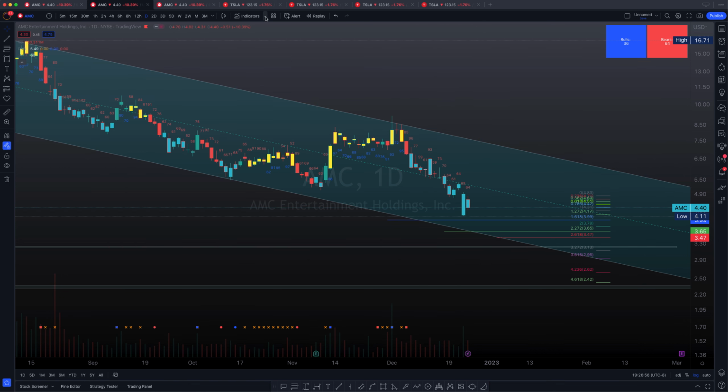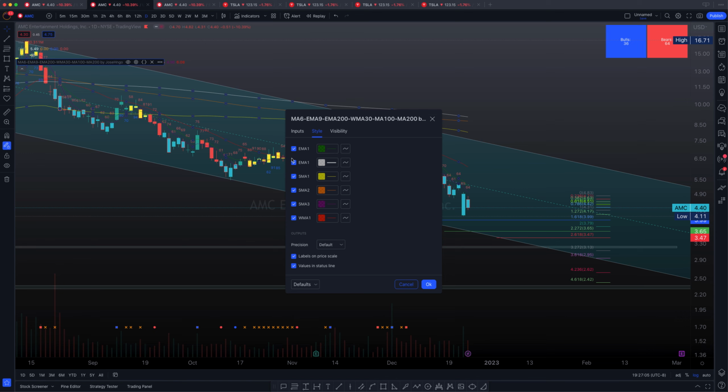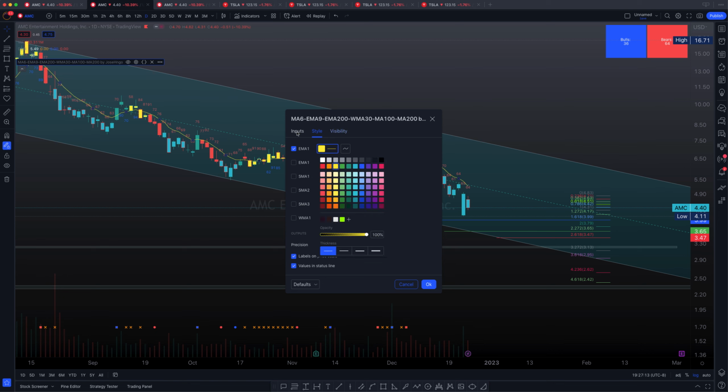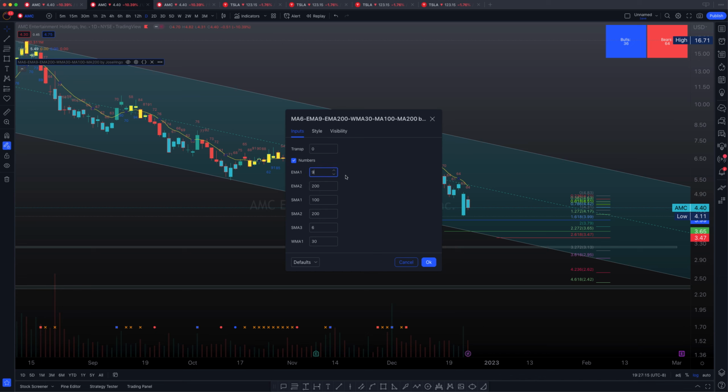Okay, so another thing we can do is load a 13-day exponential moving average. So let's just go ahead and remove some of these metrics here and change the value of just one of the EMAs, in this case, this one here. I'll make it a bright yellow so that we can see it, and we'll change the period to 13 for a 13-day representation of an exponential moving average.